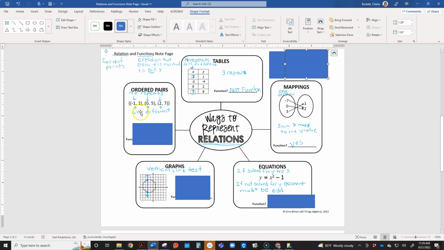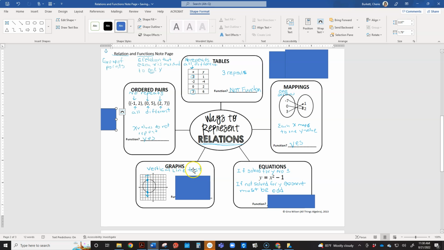Same thing is true with the ordered pairs. It's the same thing as a table. They're just written down horizontally rather than written down vertically. So you look at the x values, and if they're all different, then it is a function. So we don't have any x values repeating. This is the same thing. We can't have any x values repeating. The only difference is our ordered pairs are not written down. Our ordered pairs are drawn for us.